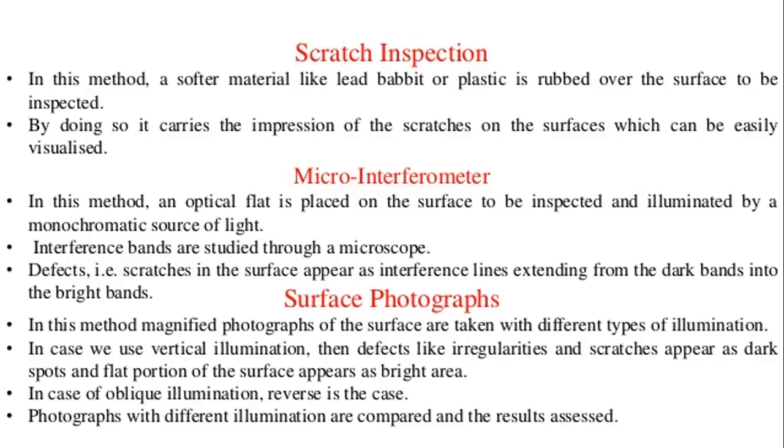And the next one is surface photographs. In this method, magnified photographs of the surface are taken with different types of illumination, at different angles. In case we use vertical illumination, defects like irregularities and scratches appear as dark spots, and flat portions of the surface appear as bright areas.